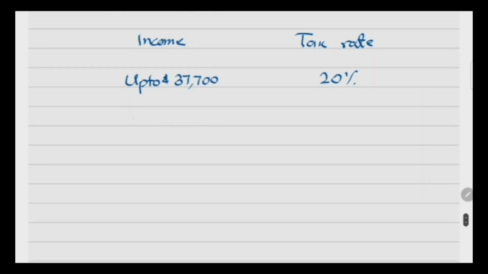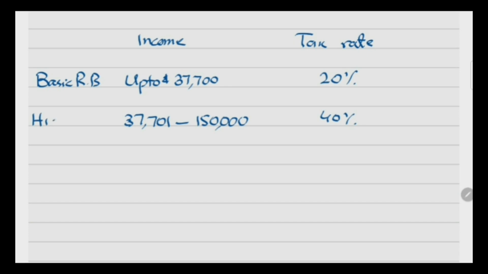And if he has income from 37,701 to £150,000, then he has to pay tax at the rate of 40%. So as income rises above 37,700 of basic rate band, the rate of tax also rises to 40%. This is known to be basic rate band. This is known to be higher rate band.